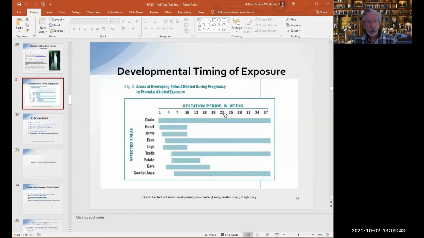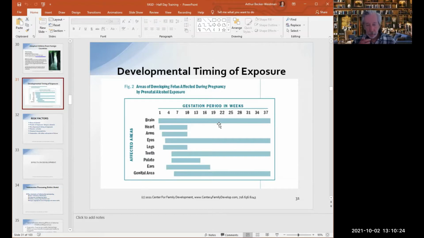I just put this chart here to show how different parts of the body are affected by prenatal exposure to alcohol, depending on when the exposure occurs. So, hypothetically, if the exposure didn't occur until week 25, the heart, the arms, the legs, the palate, the ears are not likely to be affected, but the eyes and the brain are. In fact, the brain is likely to be affected at any point through gestation as a result of prenatal exposure.